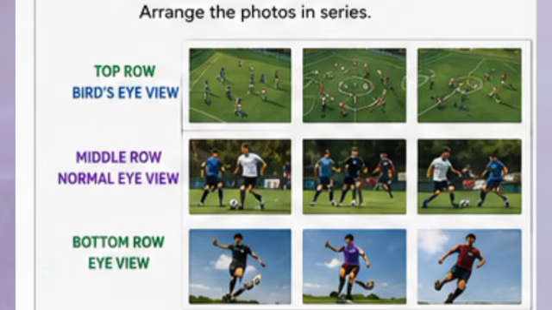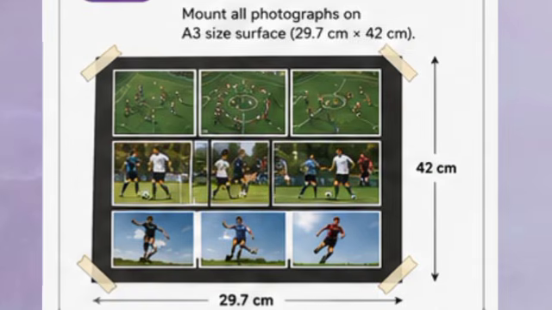Then the last step is mounting the final work. And under here, mount all photographs on the 3-side surface we have been given, 29.7 by 42 centimeters. So here, let the learners ensure we have neat spacing, straight alignment, clean presentation, and active layout. So when we do all this, we will come up with a well done project for this grade 9, and they'll score high marks.